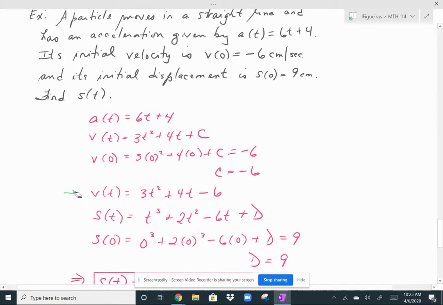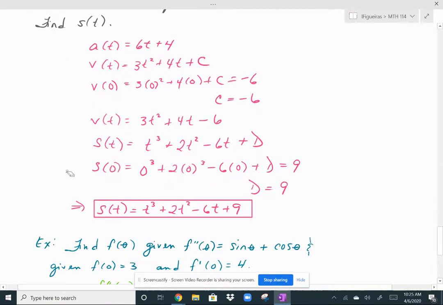Now we take the antiderivative of velocity to get your displacement function. So again, you're using anti-power rule, your rule for constant, and then attaching a constant to it, which we're going to call d. So I have t cubed plus 2t squared minus 6t plus d. Plug in the initial value condition that s of 0 equals 9, which means substitute 0 in for t and set it equal to 9. You get that d is equal to 9. So your displacement function is what you see here in the box, is that s of t is t cubed plus 2t squared minus 6t plus 9.